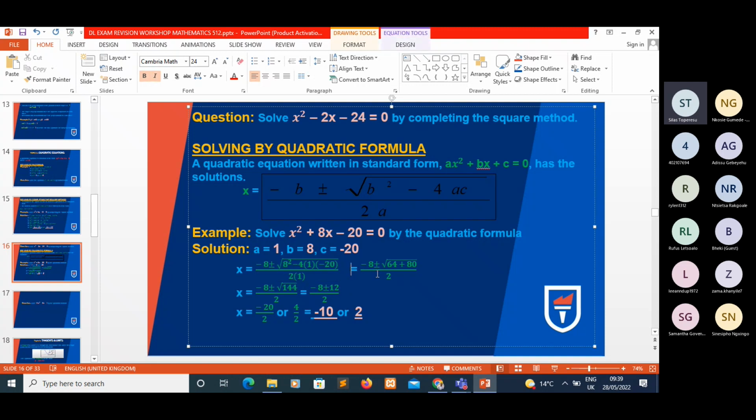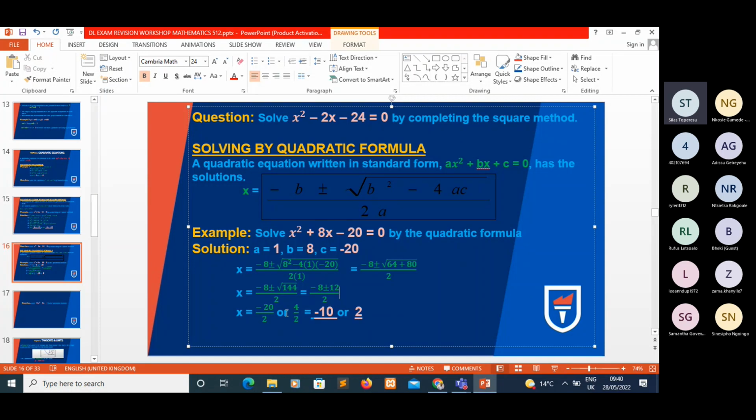Then it equals what? Minus 8 plus or minus the square root of, now we are adding, 8 squared is 64. You can use the calculator, you get 64. Then minus 4 times 1 times minus 20 is going to give you plus 80. That's what I'm adding here, plus 80, over 2 times 1, you are returning 2 at the bottom. Then 64 plus 80 is giving me 144. So I'm saying minus 8 plus or minus the square root of 144 divided by 2. The square root of 144, you're going to get 12. That's why I'm saying minus 8 plus or minus 12 over 2.